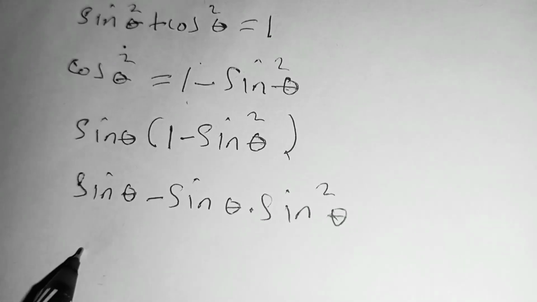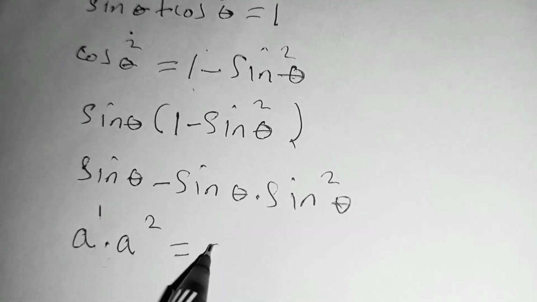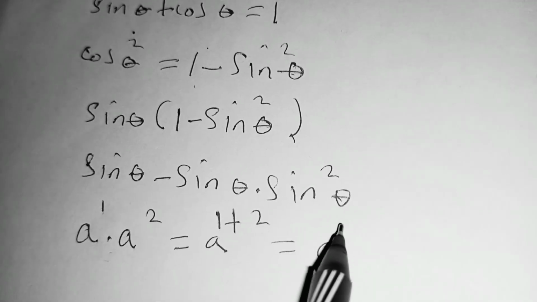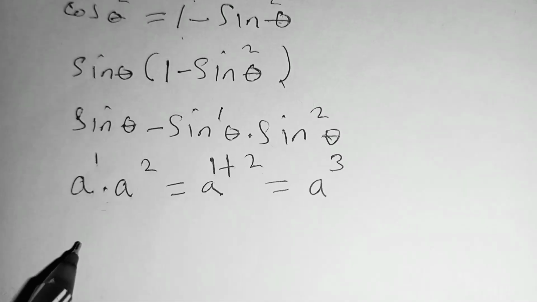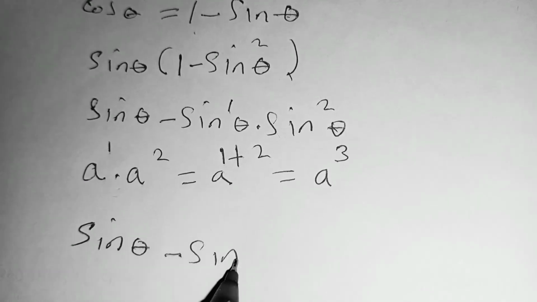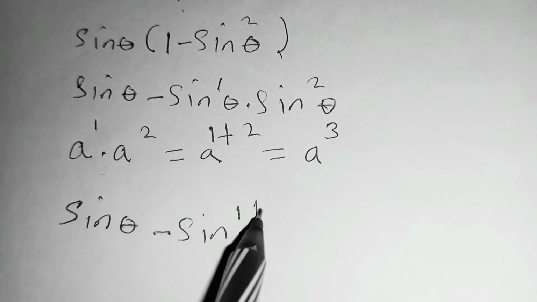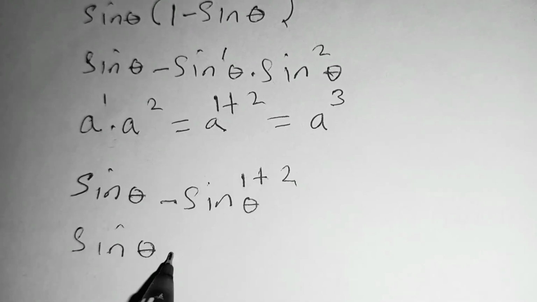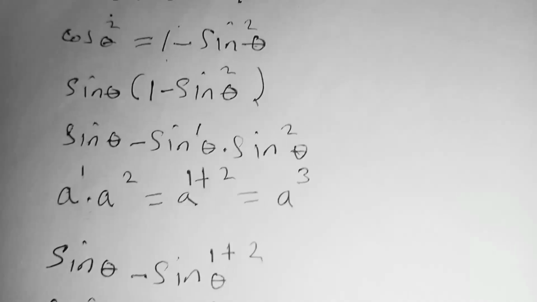We use the law of indices. If you have a to the power 1 multiplied by a to the power 2, the answer will be a, the base, and then you add the indices, which is equal to a to the power of 3. In our case, our index here is 1, so we shall have sine theta minus sine of theta to the power of 1 plus 2. So this is equal to sine of theta minus sine theta cubed.